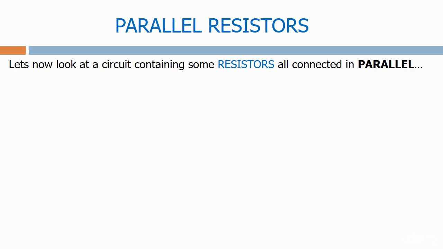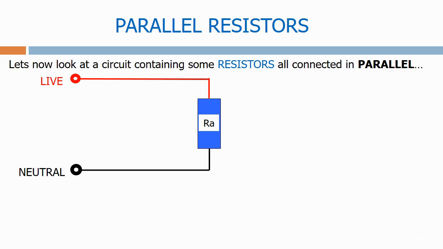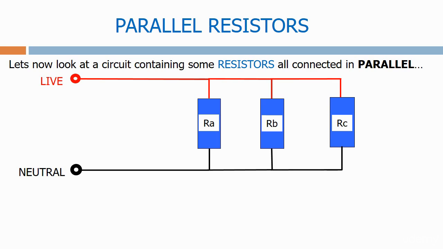Let's now look at a circuit containing some resistors, all connected in parallel. Here we have resistor RA connected to a live and neutral. In parallel, we have resistor RB and resistor RC.